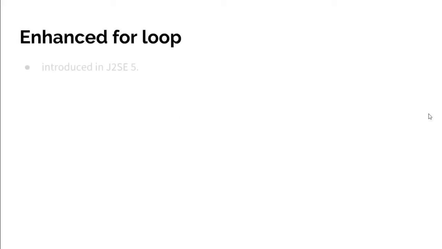Hi everyone, in the previous video of Core Java series, we have seen do while loop, and today we are going to learn another variant of loop called enhanced for loop. As the name suggests, enhanced for loop is an additional version of standard for loop that was introduced in J2SE 5, Java 2 Standard Edition version 5. It is mainly used to traverse an array or collection.